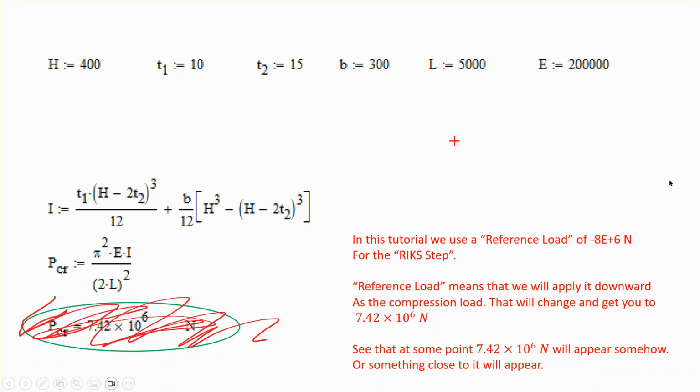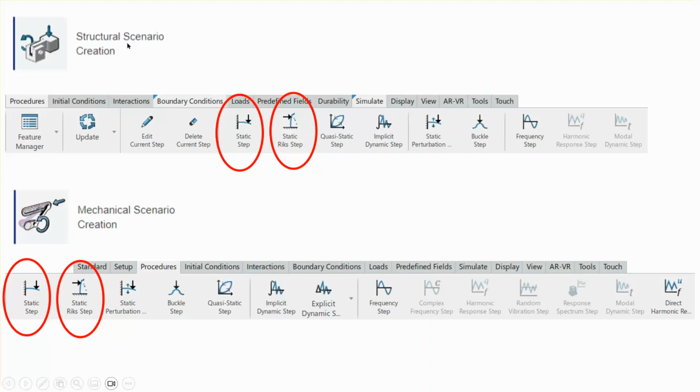Now, here is the structural scenario creation, or you can do that in mechanical scenario creation. And there is a RIKS analysis, a static RIKS step. But in order to do that, I will first introduce the imperfection into the I-beam by moving it a little bit to the right. Because if you just compress that, even with static RIKS, it's not going to buckle. You have to create some kind of imperfection, and the way imperfection was introduced in this problem was by pushing it to the right slightly.